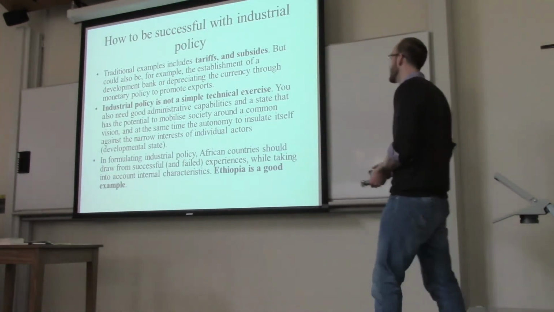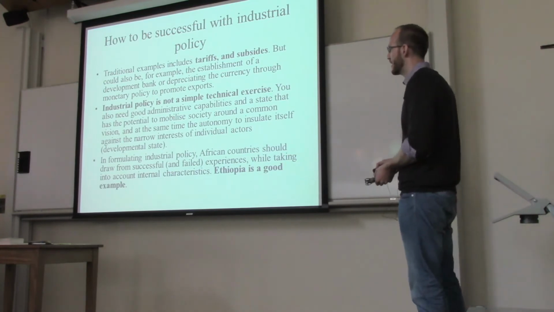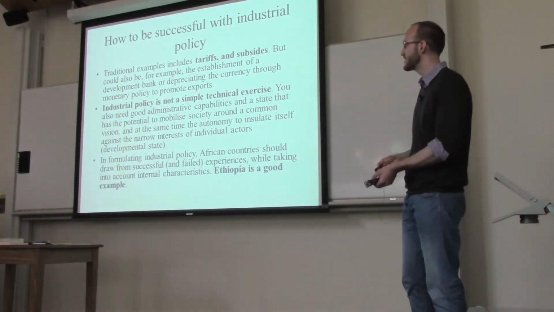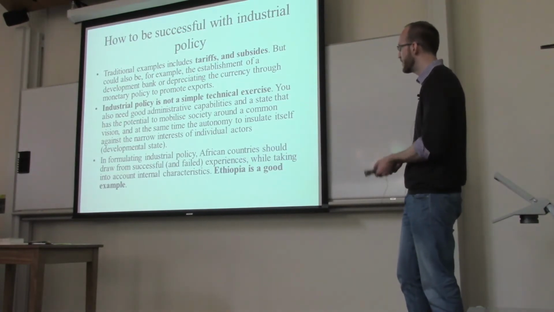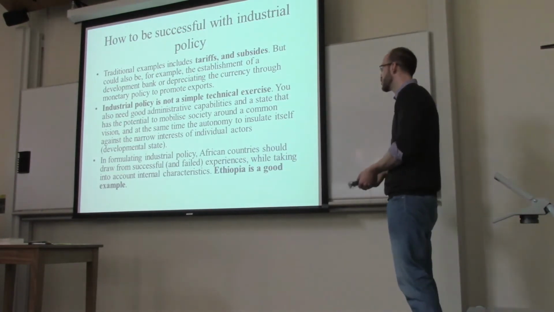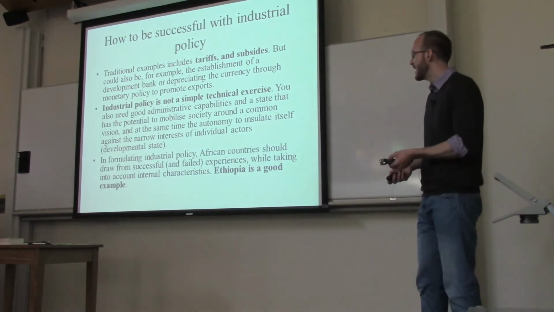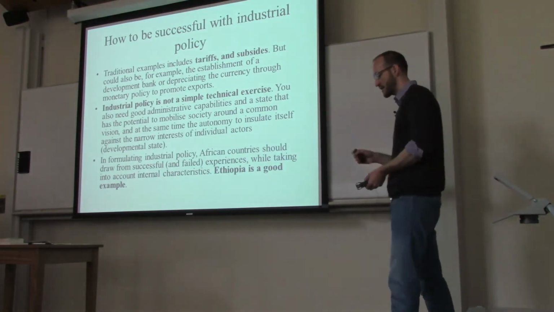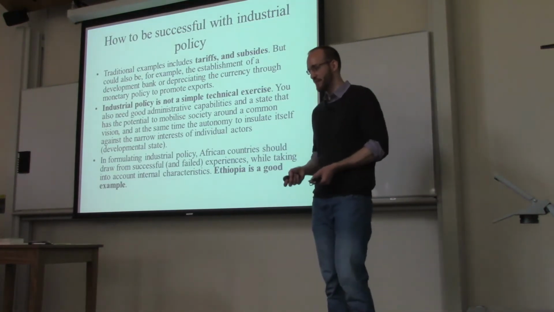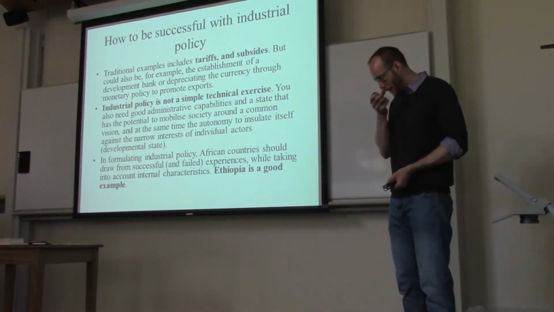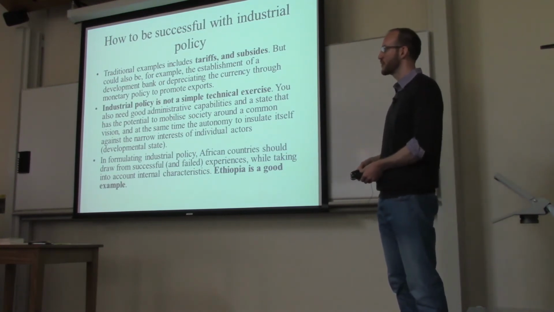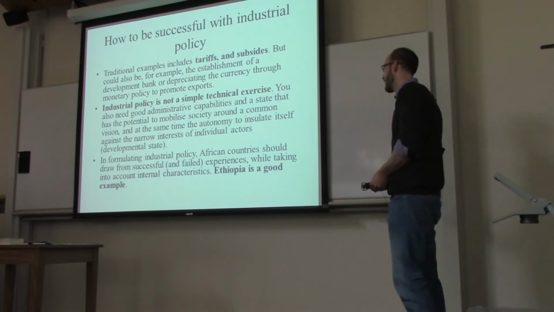I've tried to sum it up in one sentence here. You need good administrative capabilities and a state that has the potential to mobilize society around a common vision, and at the same time the autonomy to insulate itself against the narrow interests of individual actors. States that are characterized like this are usually termed developmental states. And again, the examples used are often South Korea and Taiwan, right?